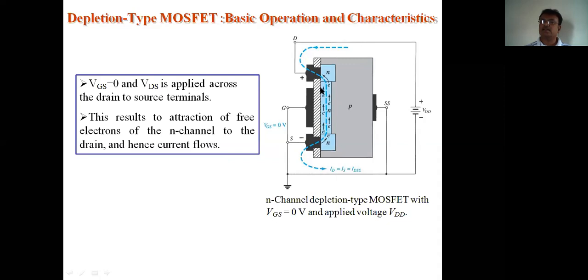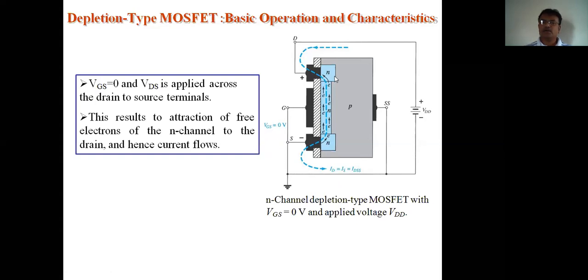So current increases. If you go on increasing more and more positive voltage, current increases. Usually we don't apply positive voltage. Why? Even at VGS equal to 0, we are getting some drain current. So always we should think of controlling the current. How to control? Apply more and more negative voltage.